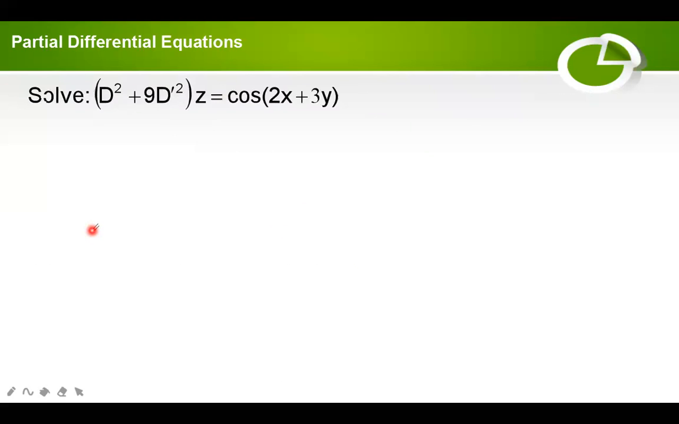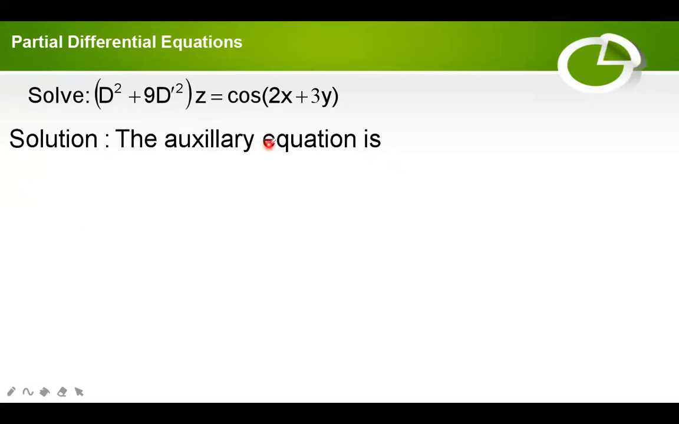Solve D square plus 9 D dash square of z equal to cos(2x plus 3y). First of all, you have to find the complementary function. For that, you put D equal to m and D dash equal to 1 and equate the result to 0. That is m square plus 9 into 1, so m square plus 9 equal to 0, which is called the auxiliary equation. From this we have to find the value of m.